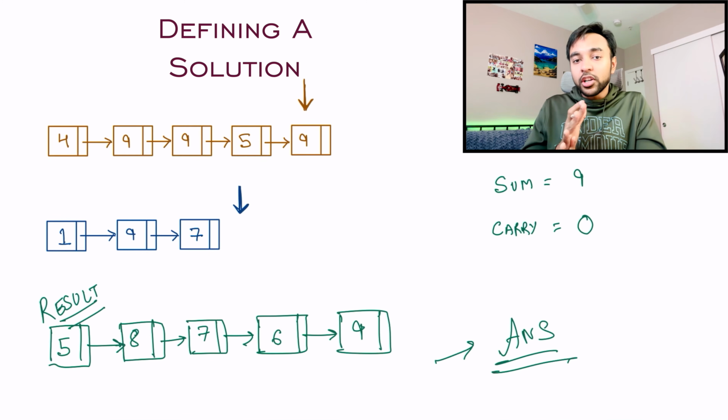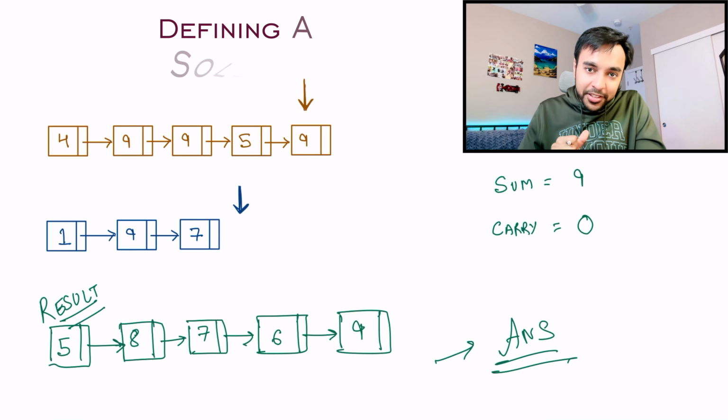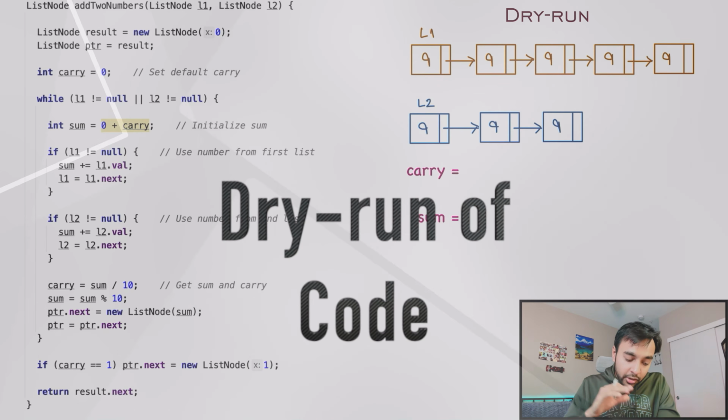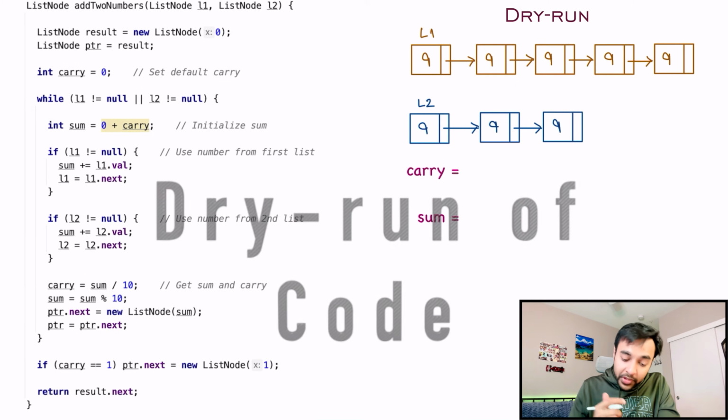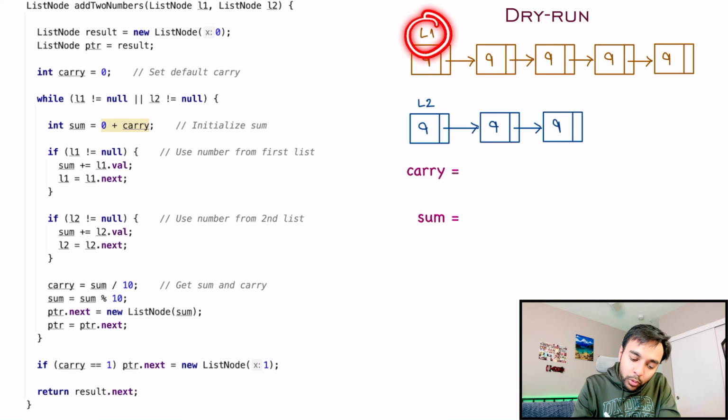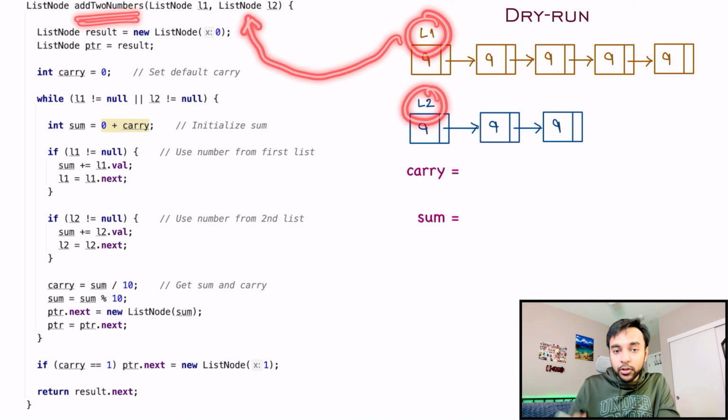Now let us quickly do a dry run of the code and see how it works in action. On the left side of your screen, you have the actual code to implement this solution. And on the right, I have these two lists L1 and L2 and they are passed in as input parameters to the function add2numbers.